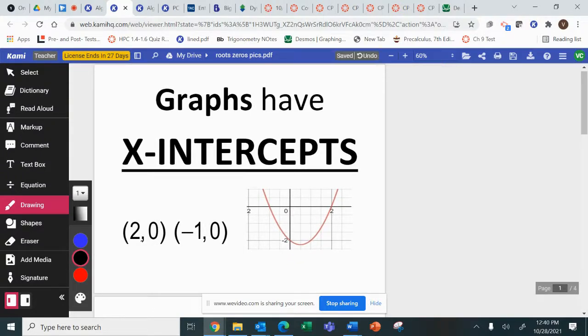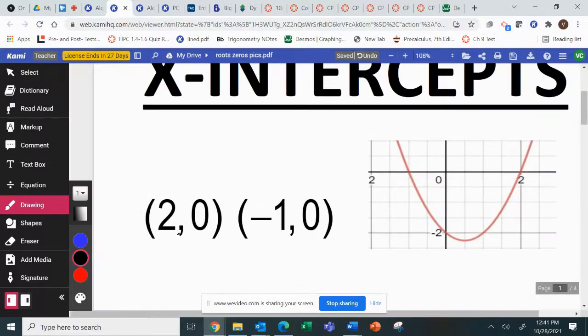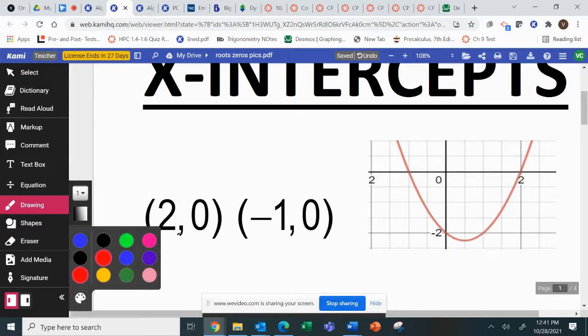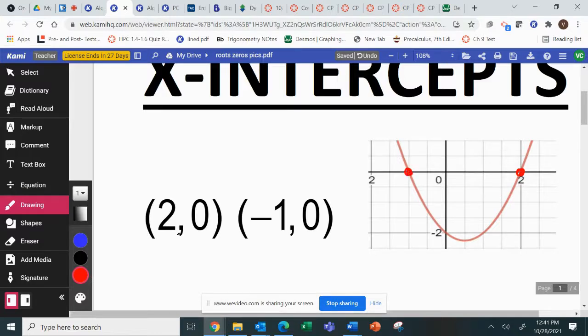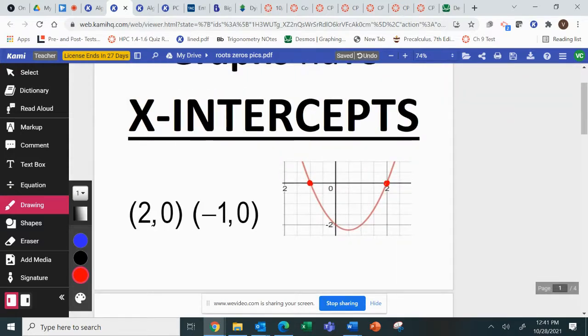If you're asked to find an x-intercept, you would find 2 ordered pairs, or however many there are. In this case, we would look at this graph and say, okay, at (2, 0) there's an x-intercept, and at (-1, 0) there's an x-intercept. So if you're asked to find x-intercepts, our answers are in ordered pairs.